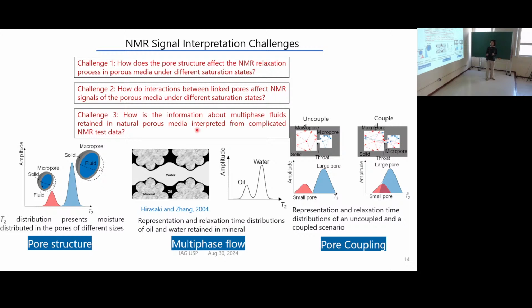And the third challenge is, what about the information about the multi-phase flow? One good example is when we have a contamination or oil spill, and you still get some signals, but how are the signals reacting in terms of the NMR response, and how can we differentiate which part of the signal is from the oil, and which part is from the water? So this is related to these three major challenges.